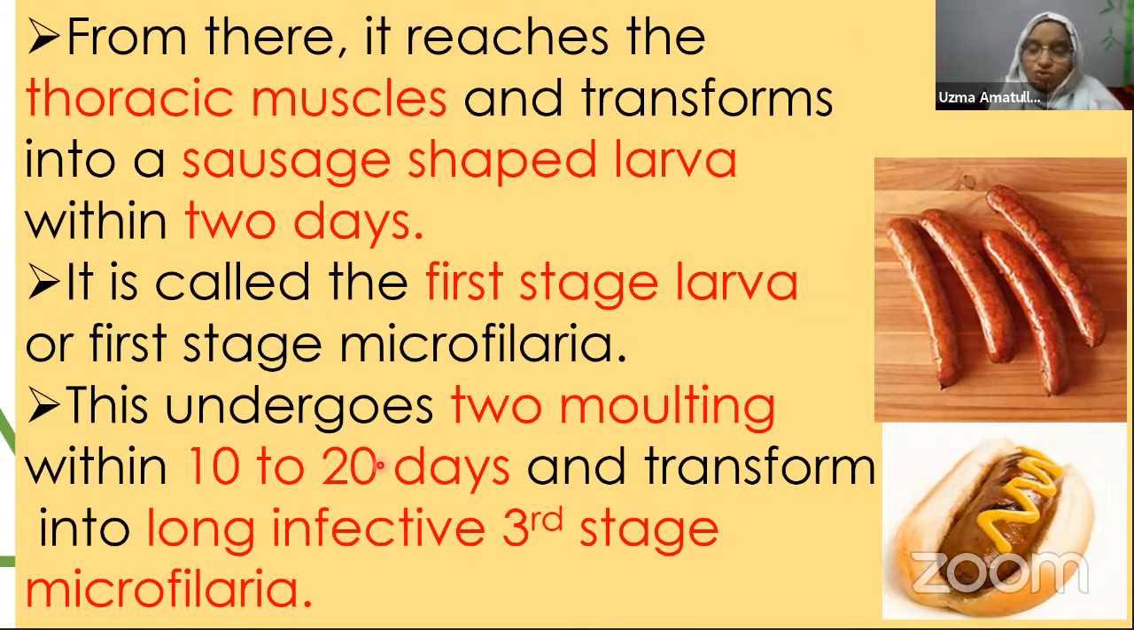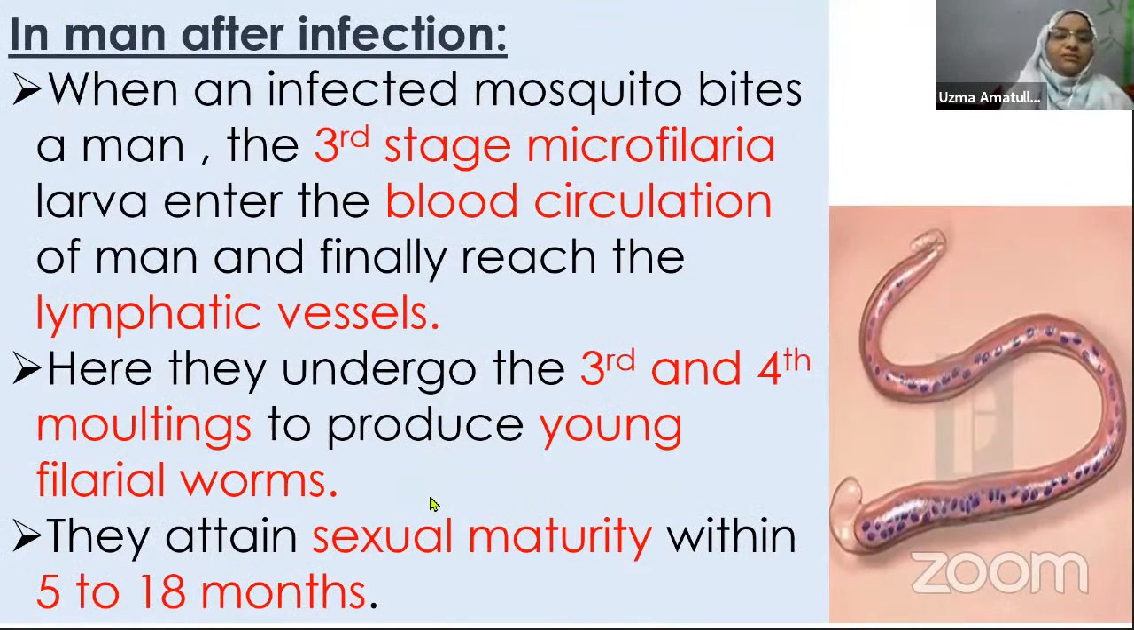Now this undergoes 2 moltings within 10 to 20 days, and then transforms into the long infective third stage microfilaria. Now here, in man: when the mosquito bites a man, this third stage, long infective stage, enters the body of the man. When an infected mosquito bites a man, the third stage microfilaria larva enters the blood circulation of the man and finally reaches the lymphatic vessels.